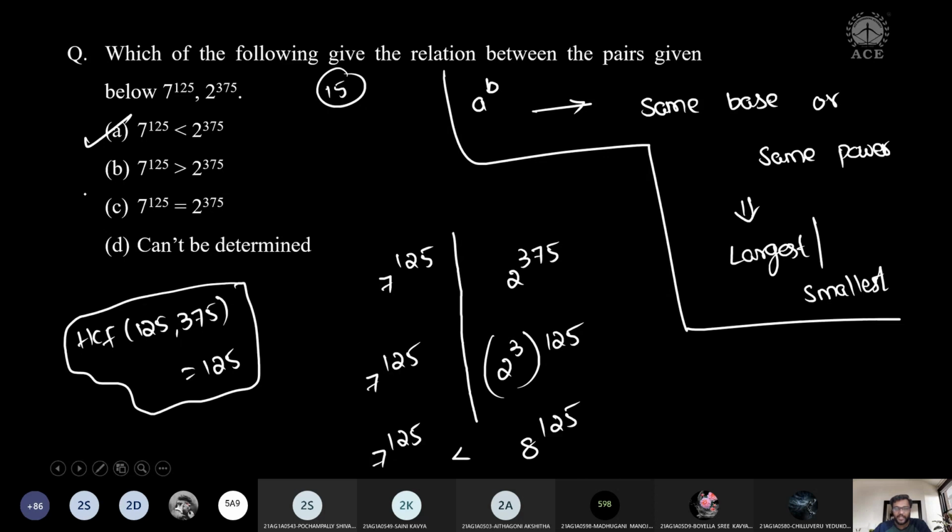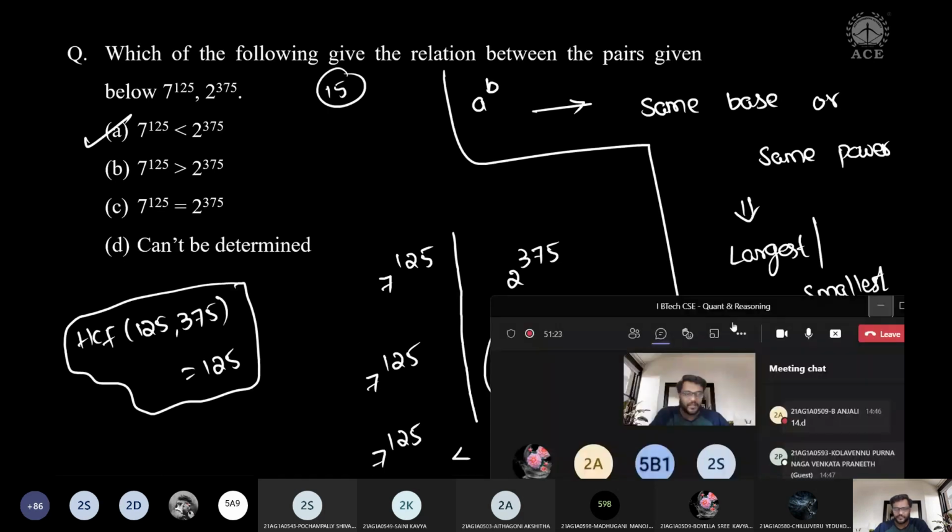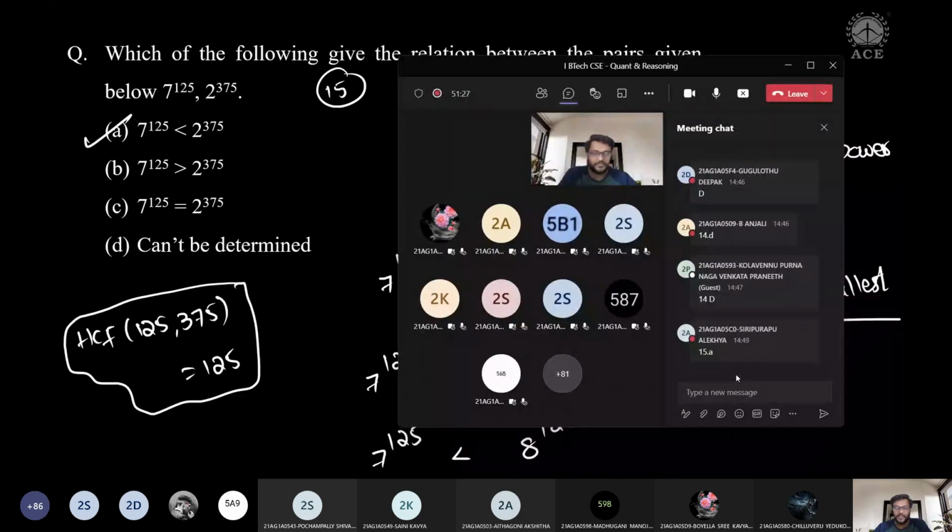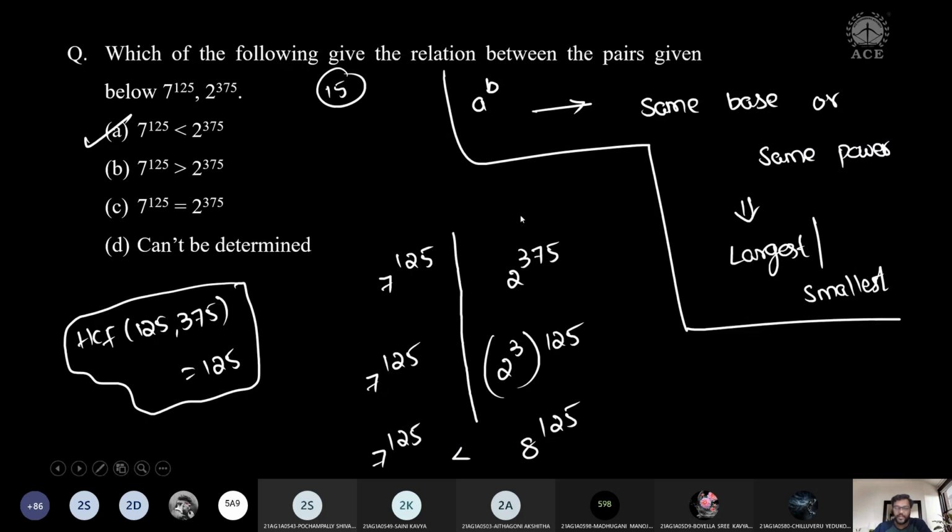The 15th one, A. Alekhya, good. So guys, here we are maintaining the same power, 2 cube, which is 8 power 125. As the base is smaller, this is the smallest one, and this is the largest one. Got it? There are many, many tricks, my dear friends. See the next question.